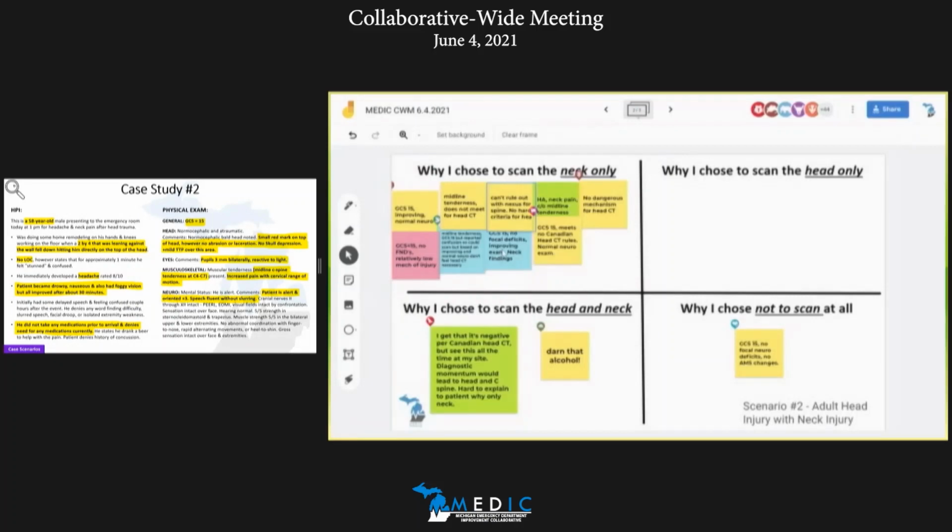Okay, one more to read from the neck only. It says midline tenderness, GCS 15, but reported confusion. So could scan based on improving, normal neuro. Don't feel that head CT is necessary. Yeah. Great. All right.